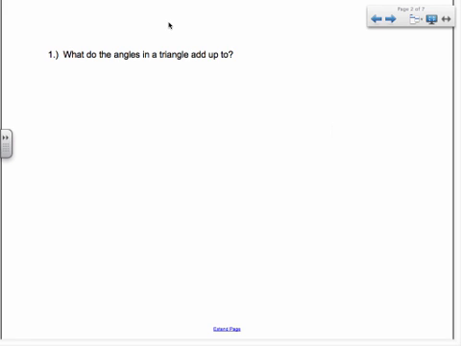So if you could take a look at question number 1, it says, what do the angles in a triangle add up to? So I'm going to show you a triangle, and we're going to figure out what the angles add up to in this triangle. So if you could take a look at the picture that I'm about to show you, we're going to figure out together what the angles add up to.